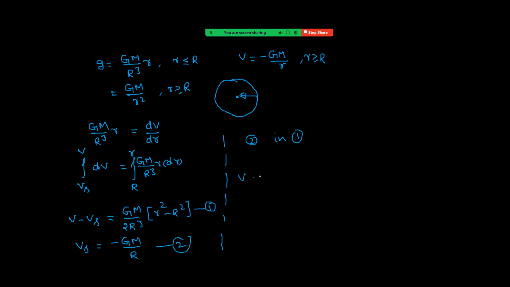Then we are going to get V value minus GM by 2R cube into 3R square minus r square. So this is for r less than or equal to capital R, means inside. And we got here potential outside, same as due to point mass. That is potential due to solid sphere inside and outside.